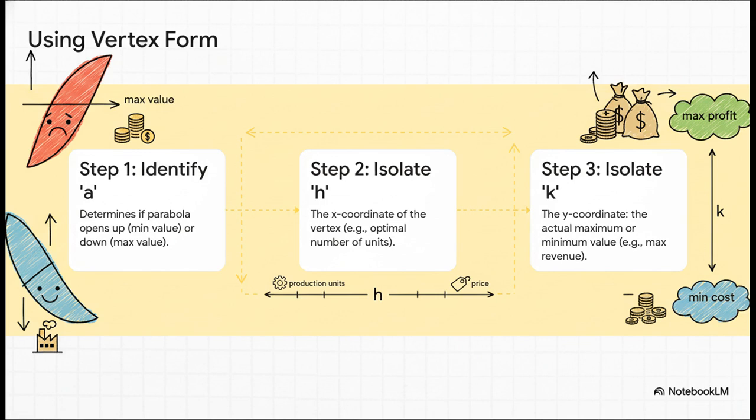Then you've got h. H is your decision variable. It's the x-coordinate of the vertex. It's the answer to how many or how much. How many units should we produce? What price should we set? And finally, you have k. K is the result of that decision. It's the actual tangible dollar amount of your maximum profit or your minimum cost.